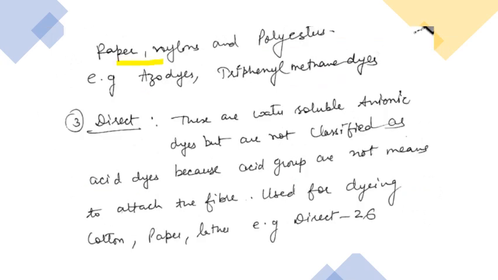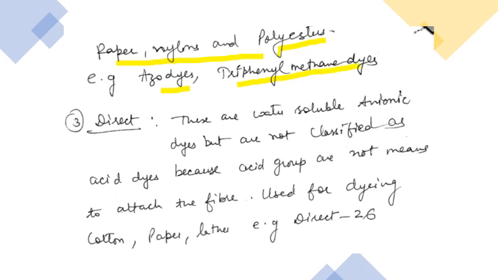Paper, nylons, and the polyesters. So besides the use for animal product dyeing like wool and silk, it is also used for coloring paper, nylons, and polyesters, the basic dyes. We can have examples of the basic dyes. Azo dyes come in this category of the basic dyes, as well as triphenyl methane dyes are also basic dyes.